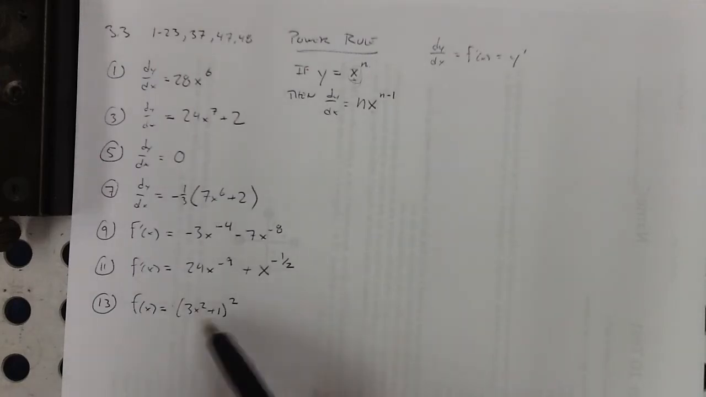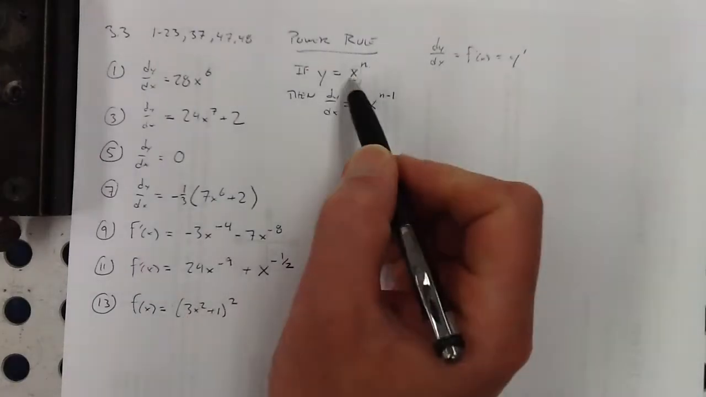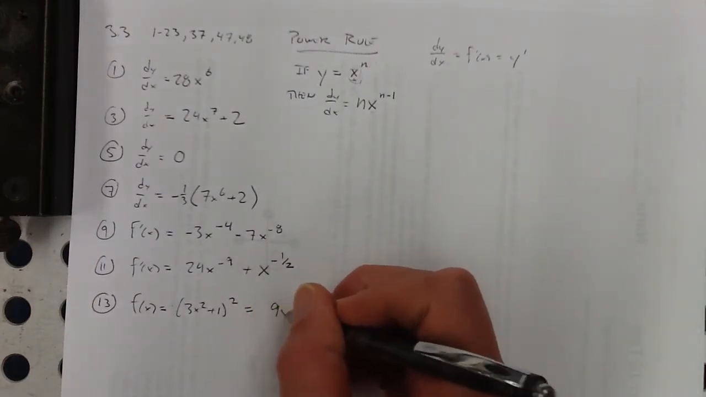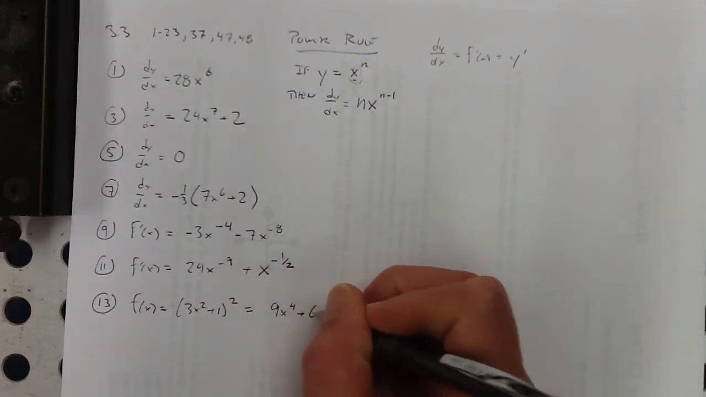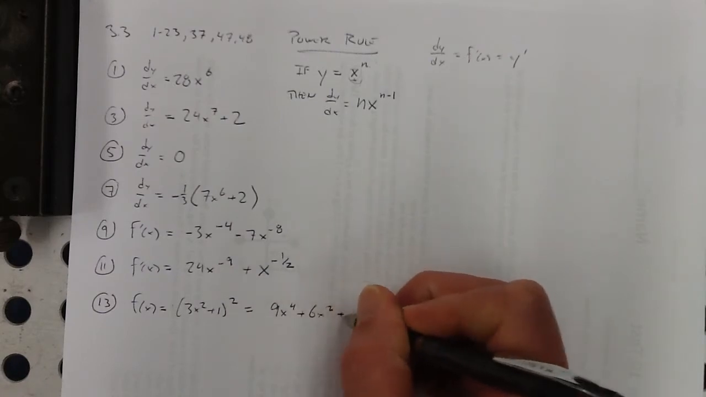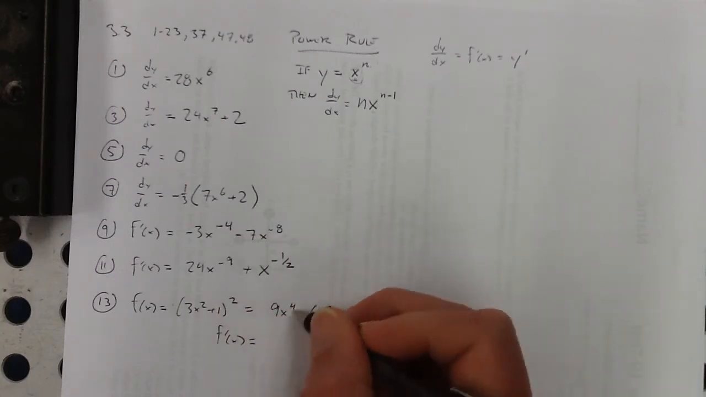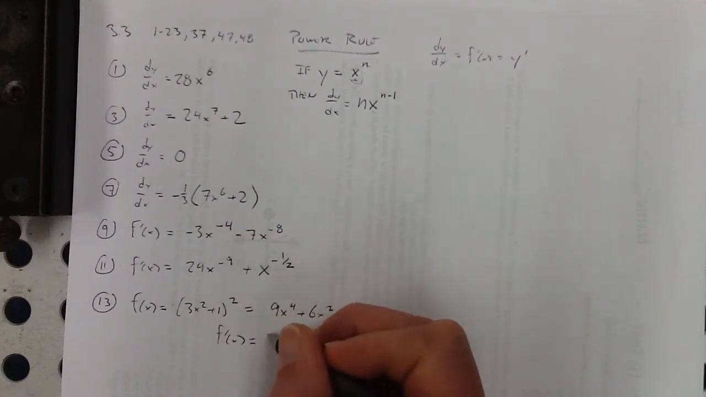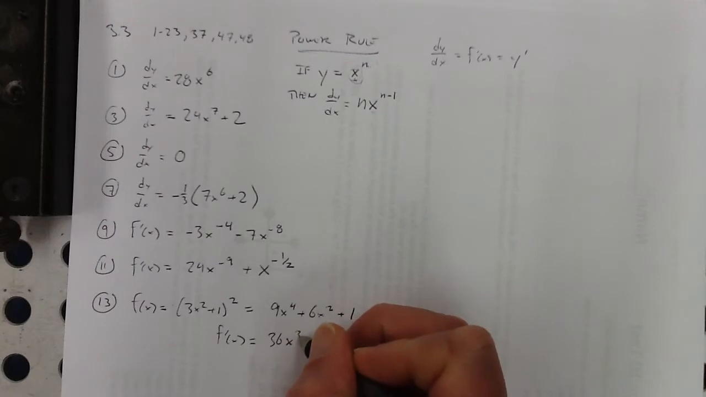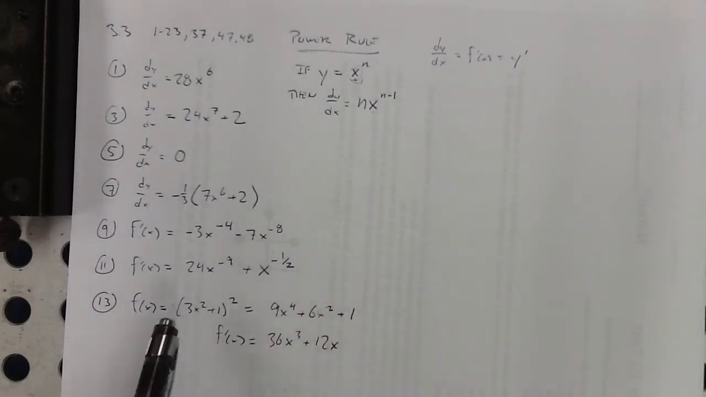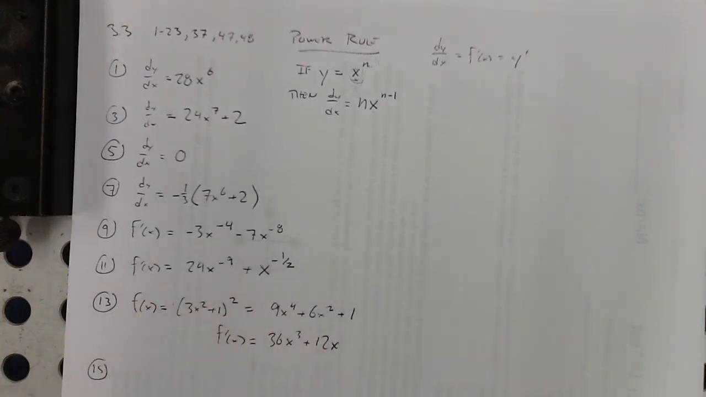So we'll learn how to do that, but for now, to get this into like power rule form, I got to FOIL this out. So that's 9x to the 4th plus 6x squared plus 1, and now I can find the derivative of that. Now it's in good shape for me. So that's 36x to the 3rd plus 12x. It's not really optional. You have to do that until there is another rule for dealing with that, but we don't know yet. So got to do it that way.